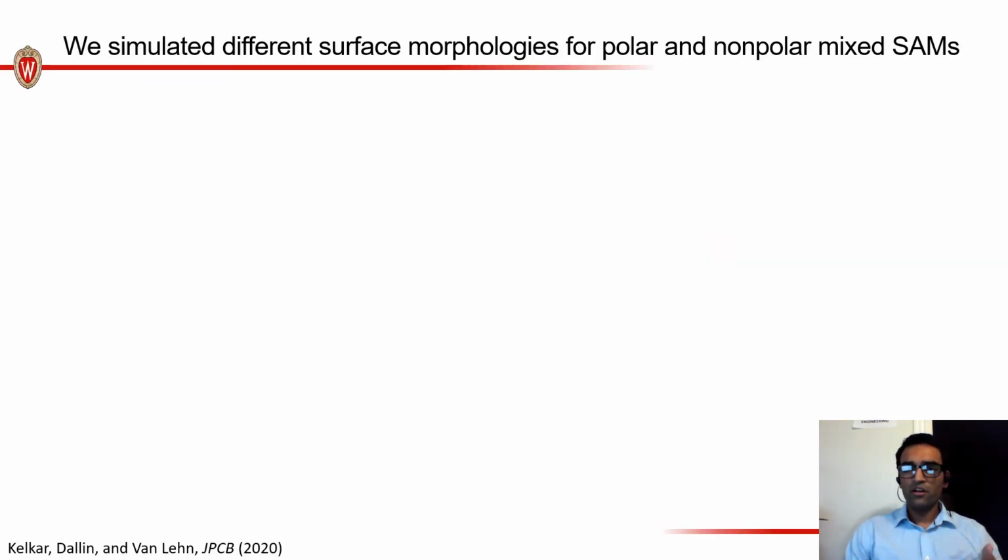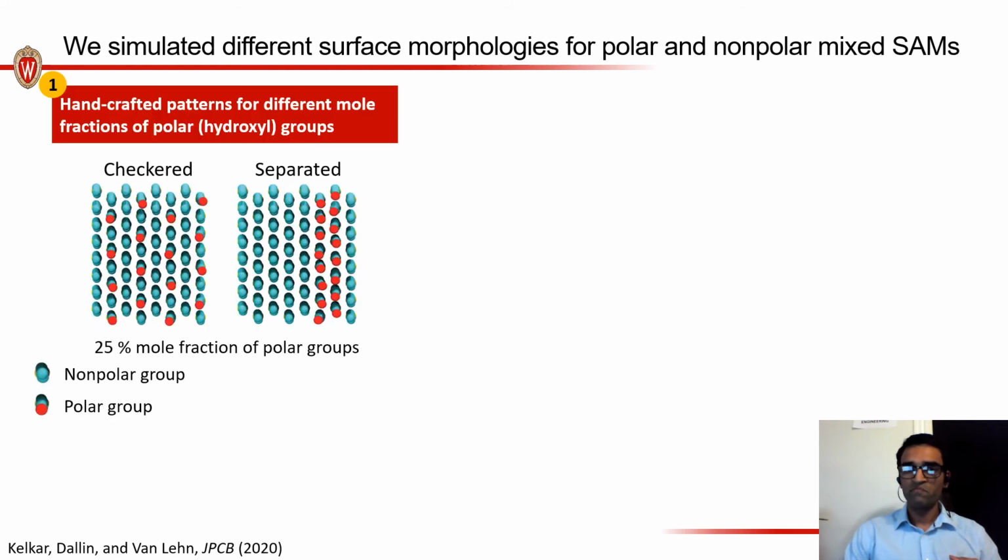To show the power of this tool, what we do is we try to simulate different surface morphologies for a set of polar and non-polar mixed self-assembled monolayers. So the first thing that we do is we make patterns by hand. So we make a perfectly checkered, or a perfectly separated, or Janus-like surface of polar and non-polar groups.